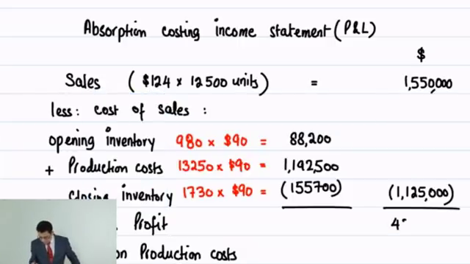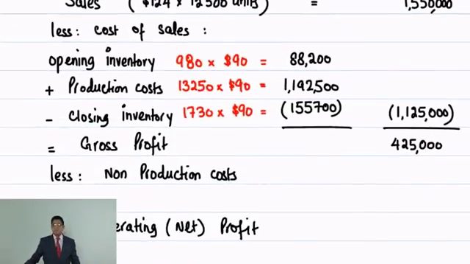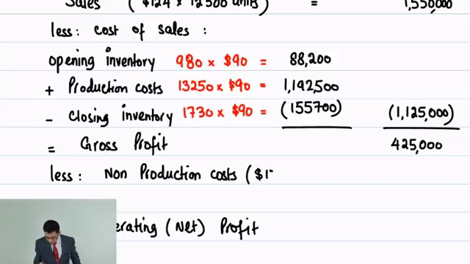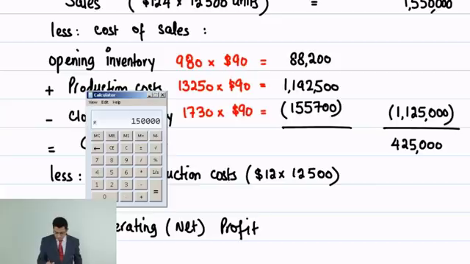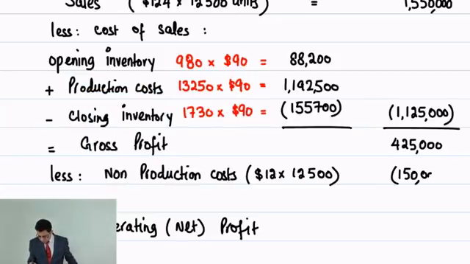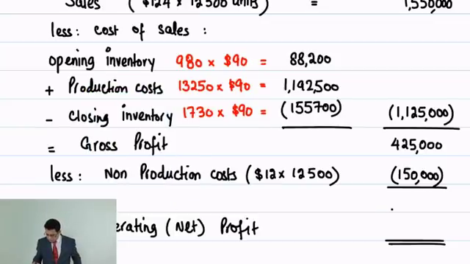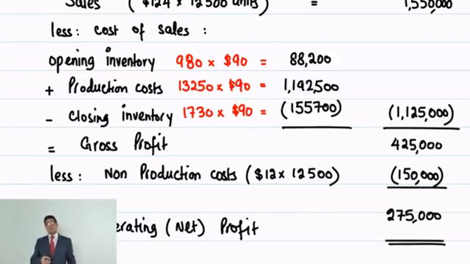Sales less cost of sales equals gross profit. So $425,000 of gross profit. And now we are going to subtract non-production costs. There is only one non-production cost given, which is this 12, which we had used before, and it should be based upon sales units, not the production units. So 12 into 12,500 gives us 150,000. And here is the profit: $275,000. Is it okay? Right, that's how it works as per absorption costing.